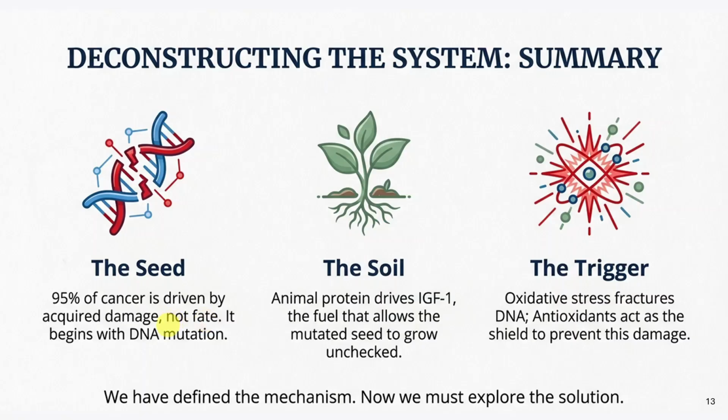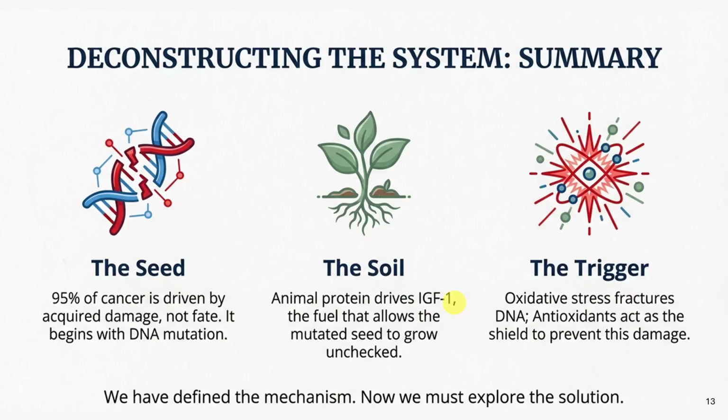But the good news is there's the soil. Well, animal protein drives IGF-1, or insulin-like growth factor 1. It's what turns a baby calf into a full-grown cow. It tells cells to grow, which is great. However, it can also tell benign non-cancerous cells to grow.